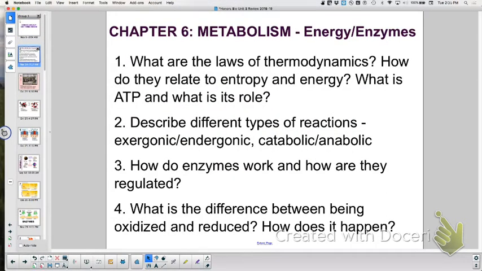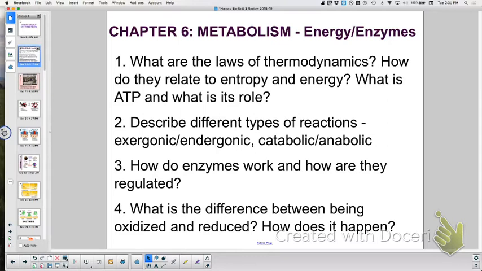Take a look at this list right here. I updated this from the last time, so I can PDF the whole presentation and just put it in the stream for you if you would like. Yes? Okay. So what are the laws of thermodynamics? I bet you could tell me those right now without even looking.